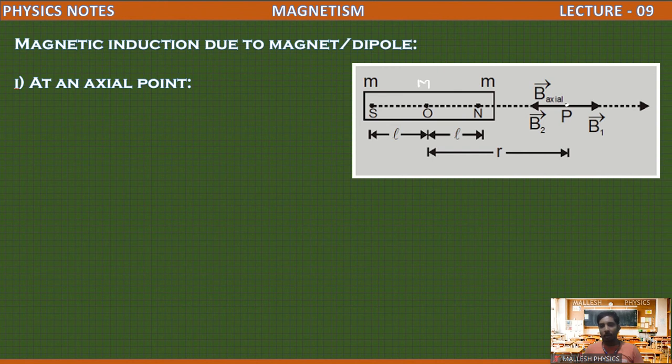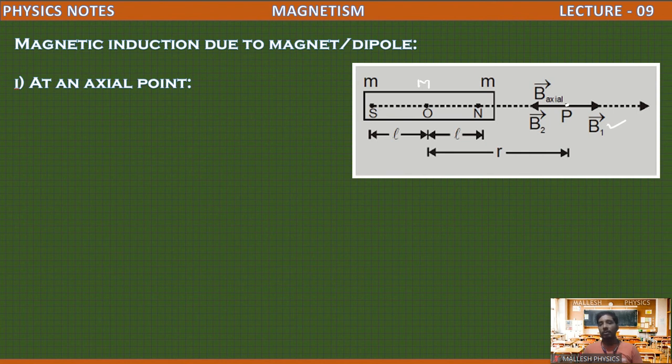So let us consider a bar magnet with magnetic moment capital M, and this is our axial line. On this axial line at a point P, we are going to find the magnetic induction. First, calculate the magnetic field due to the individual pole strengths of this bar magnet. If you imagine a unit north pole at this point, then due to the north pole of the bar magnet, the magnetic induction acts away. Let us take this as B1.